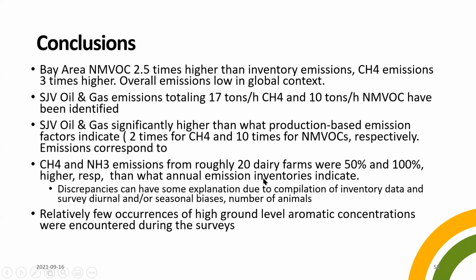And we looked at roughly 20 dairy farms. For the methane and ammonia, we saw a discrepancy of about 50 to 100% compared to the annual emission inventories. But some of the discrepancy can have some explanation due to compilation of inventory data, survey diurnal or seasonal biases, and number of animals. We have seen relatively fewer occurrences of high ground level aromatic concentrations during the survey.